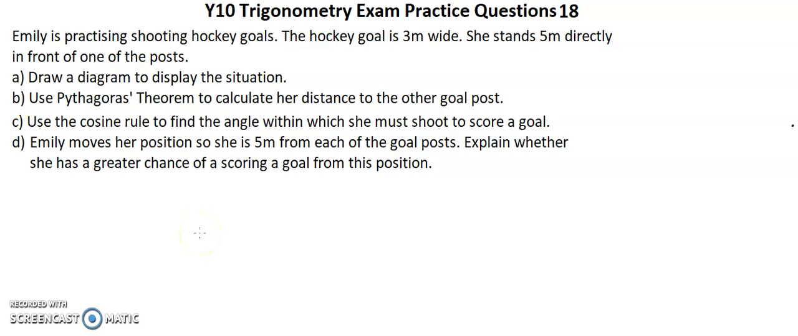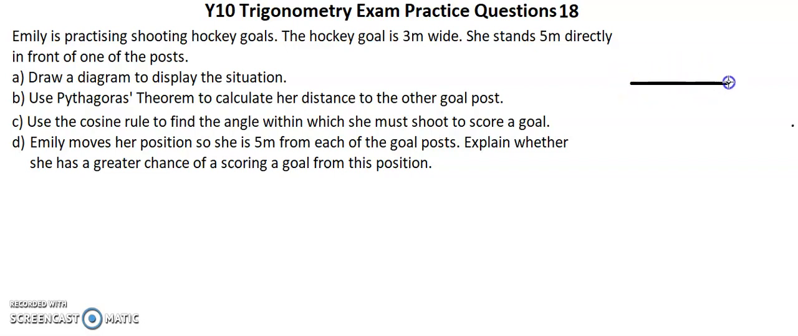Year 10 Trigonometry Exam Practice Question 18. Emily is practicing shooting hockey goals. The hockey goal is 3 meters wide. She stands 5 meters directly in front of one of the posts. Part A is just drawing a picture.